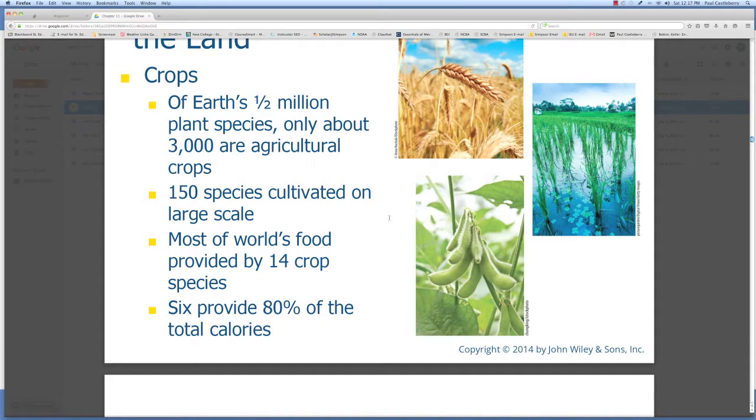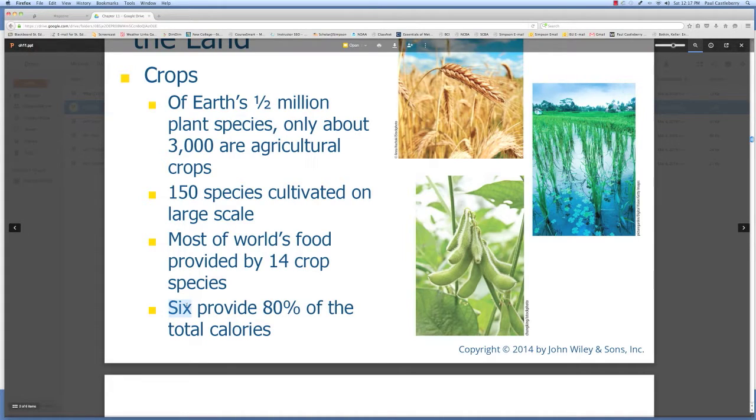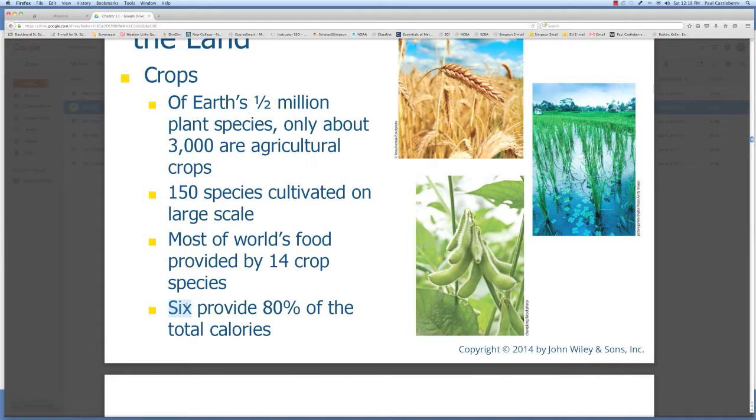Now check this out. Most of the world's food is provided by only 14 crop species. And of these 14, 6 provide 80% of the total calories. So we go from 500,000 all the way down to 6. I don't know about you, but that's kind of scary.